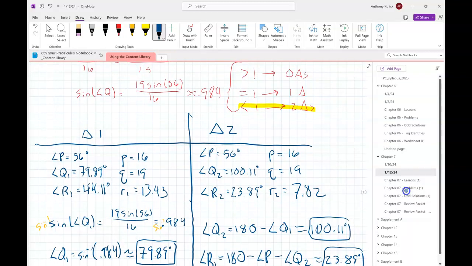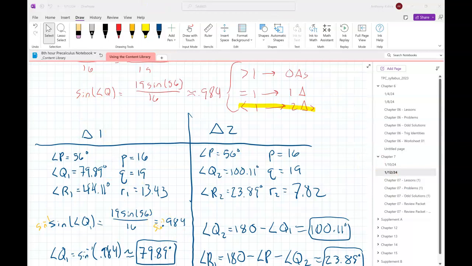Now, before I could declare myself finished, I'm going to check two things. First, I'm going to check to make sure that my angles add up to 180 in both triangles. They do. And then I want to check to make sure the biggest side is opposite the biggest angle, the smallest side opposite the smallest angle, the middle side opposite the middle angle for both triangles. That holds in both triangles. Is everybody okay there?